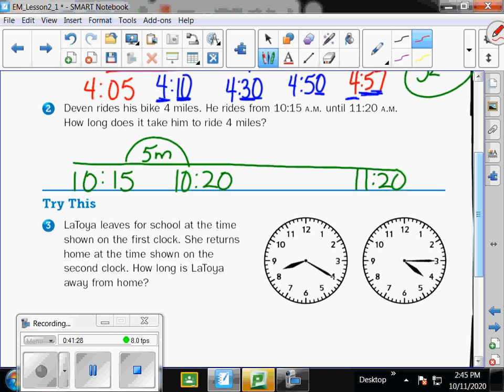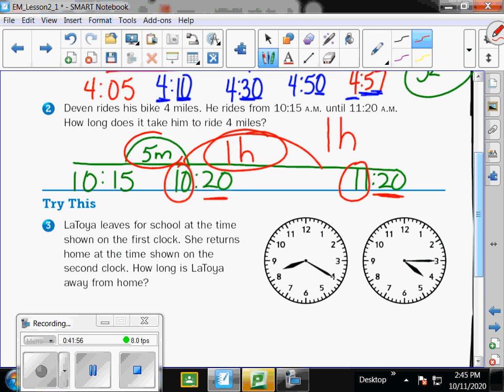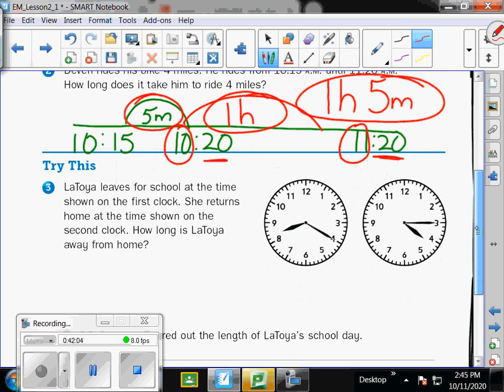Oh, look how easy this is going to be. Check it out. I need to go from 10:20 to 11:20. Look, the minutes are the same. Am I going to have to jump any more minutes? No, but look, I'm going from the 10 o'clock hour to the 11 o'clock hour. So what am I going to have to jump? That would be 1 hour. And I'm there. So now add up my time. I'm going to add up all of my hours first and add up all of my minutes. Well, I jumped 1 hour, so my time is 1 hour. And then I jumped 5 minutes, so my answer is 1 hour, 5 minutes. So even if you jump differently, that should be your answer.